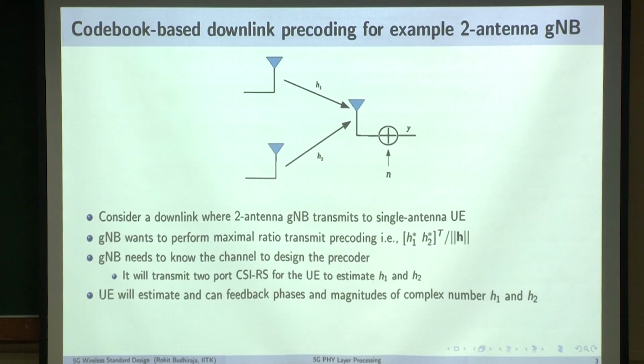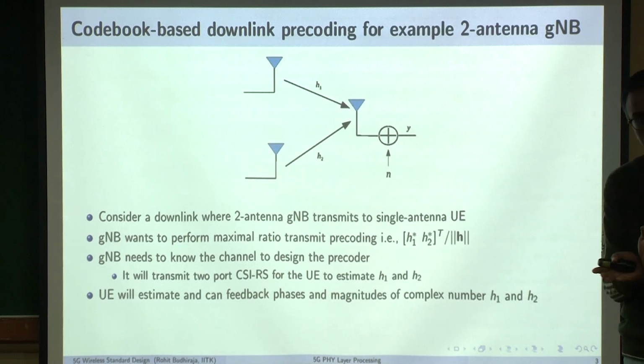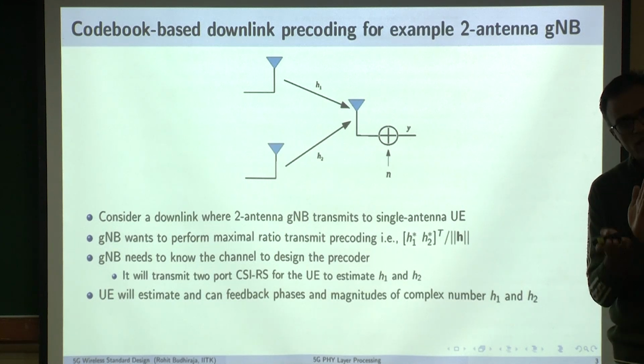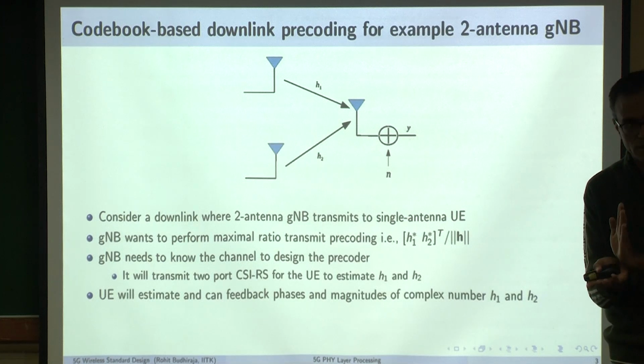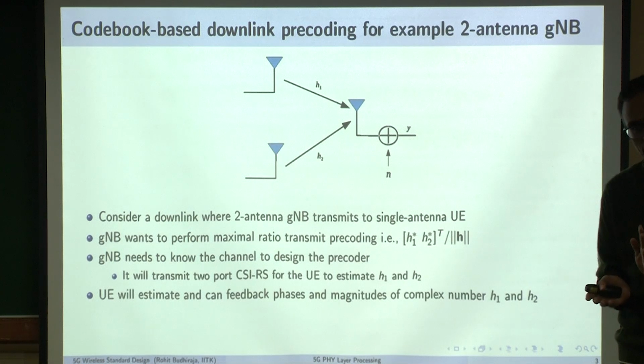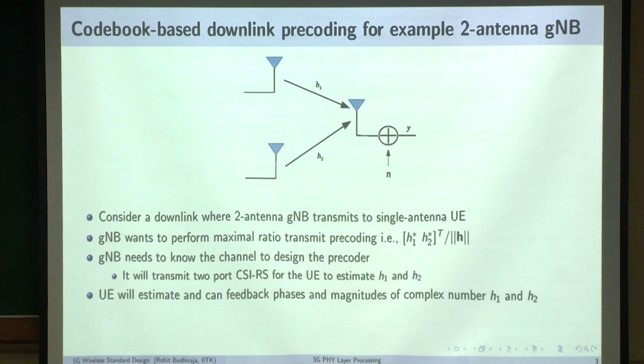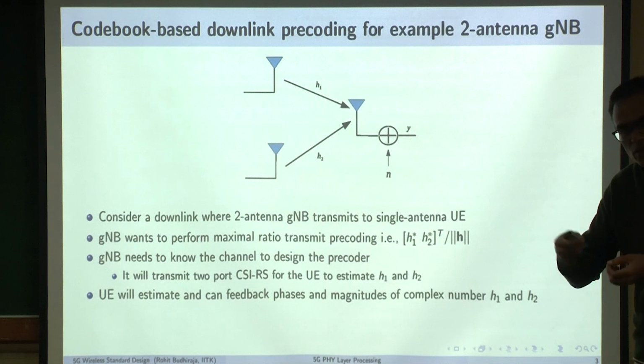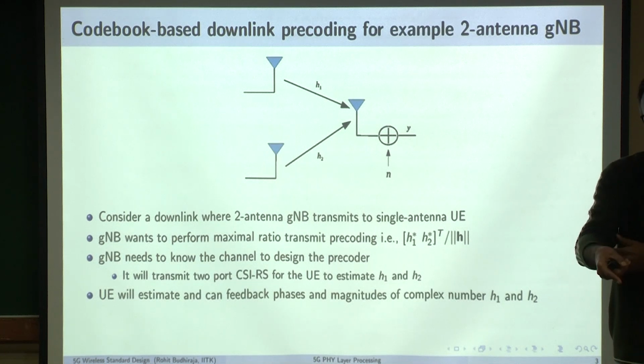Now you look at it, what are H1 and H2? H1 and H2 are complex numbers, right, okay. Complex numbers whose phase can vary between 0 to 2 pi, and amplitude can also vary quite a lot, correct, okay. So what are we saying here? If the UE has to feed back this information, how will it send? It's all digital transmission, right. The UE will send it over the control channel.